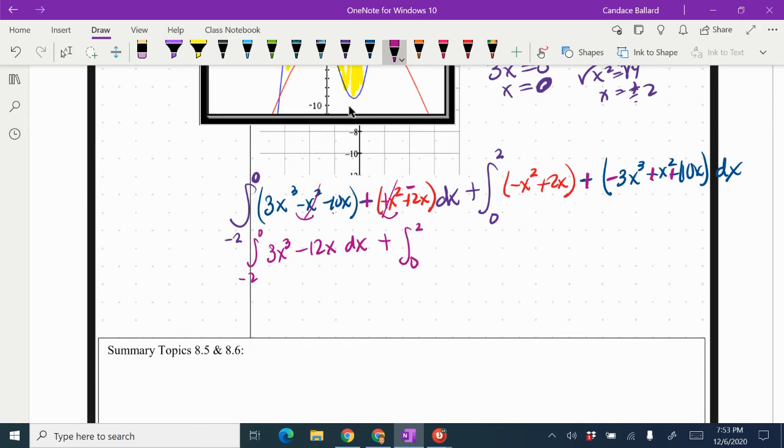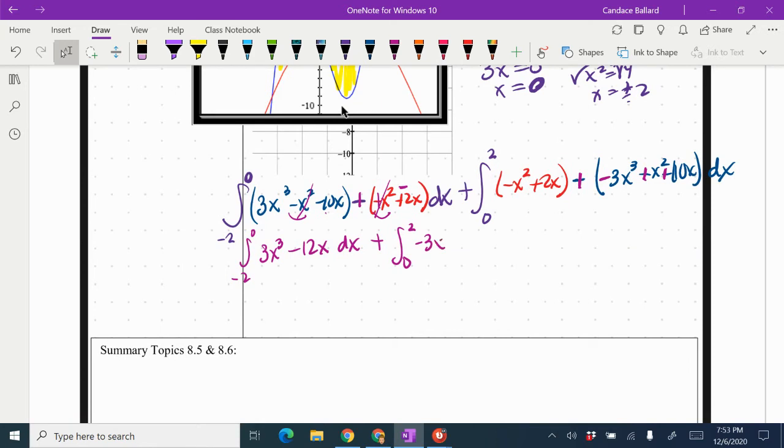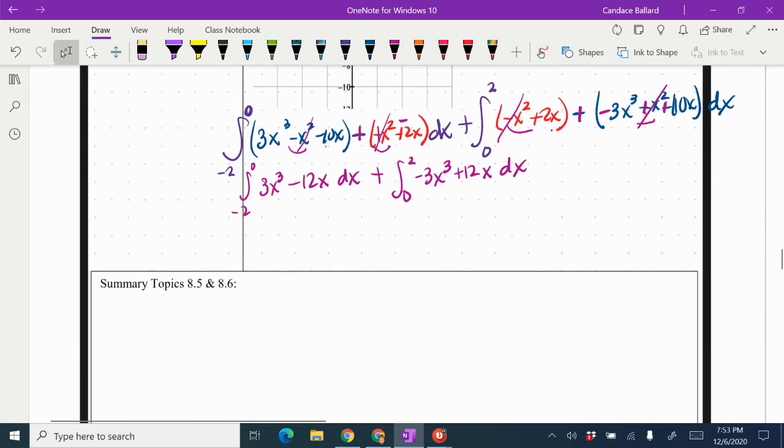Plus the integral from 0 to 2. Let's see, that is going to be -3x cubed. My x squareds, again, they're going to cancel. And then we've got 2x plus 10x is +12x dx. So that looks a little bit better to integrate. We're going to integrate: the 3x cubed is going to be 3x to the 4th over 4 minus 12x squared over 2 from -2 to 0.